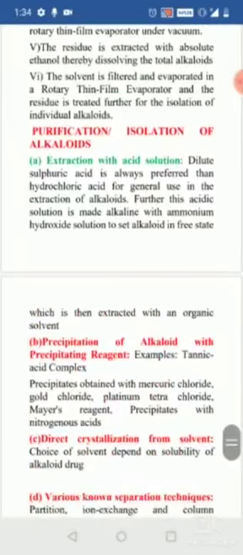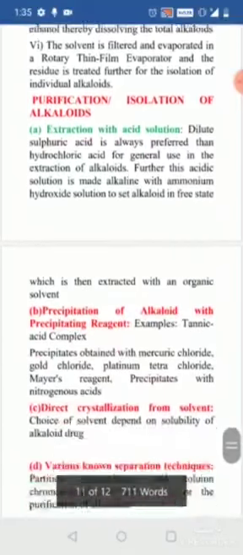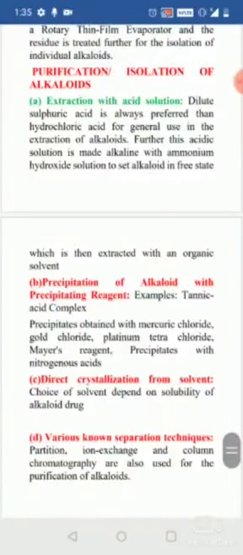Coming to the purification of these alkaloids, one method is extraction with the acid solution. Here you use dilute HCl or dilute H2SO4. The acidic solution you make alkaline with ammonium hydroxide solution, which sets free the bases. That converts the alkaloid into its base, which you extract by using an organic solvent. That is the extraction by using the acid solution.